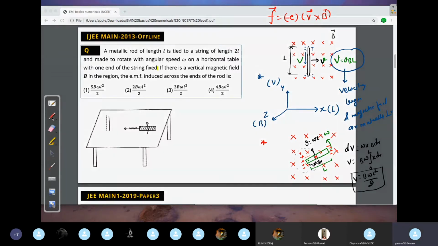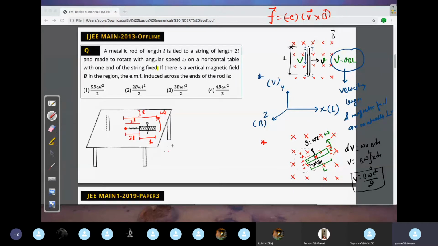So now let's solve this question. See what is given to you. This rod is rotating with respect to this point, right? The length from here to here is given as 2L, and this is given as L. Same thing you can use here. This is omega. The only thing is the limit that you have put here will vary from 2L to 3L. Everything else is exactly the same.